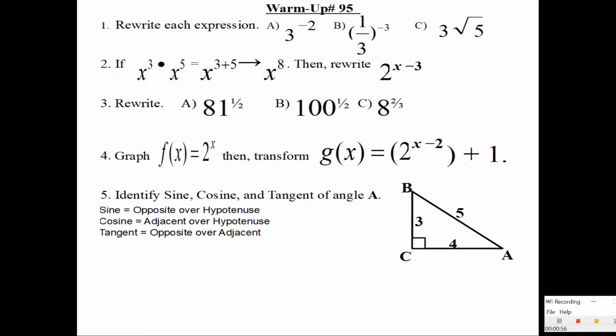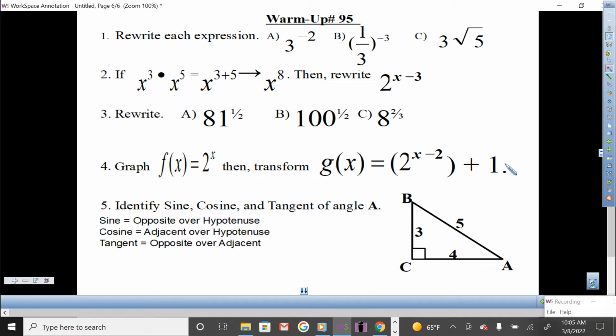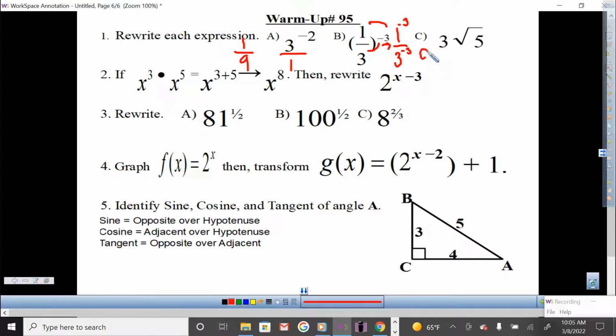So here goes number 1. Let's see. Should be just about done with number 4 by now, yes? All right, here goes number 1. If we distribute this, this is 3 to the negative 2, which we can't have a negative, right? And what do we do? The reciprocal, so this ends up being 1 over 9. Is that correct? All right. If we distribute this exponent as well, this is 1 to the negative 3rd over 3 to the negative 3rd. We do the reciprocal, so we end up with 9. Is that correct? Okay.